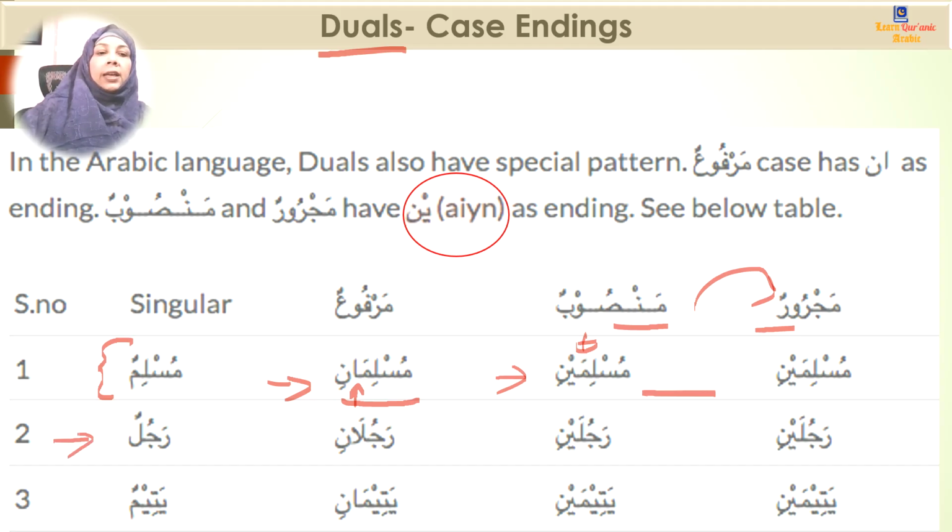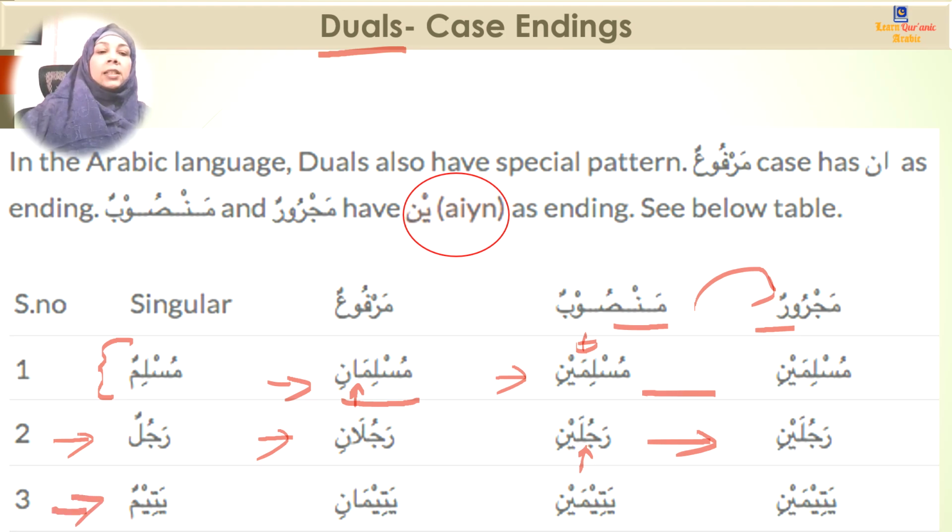Another example is Rajulun, which is a man, right? So the dual will be Rajulane. You add that alif and noon at the end, and what is the mansub and majroor case? It's the same. It's going to be Rajulaini. Okay. There is a fatha on the lam. So the pronunciation is Rajulaini.